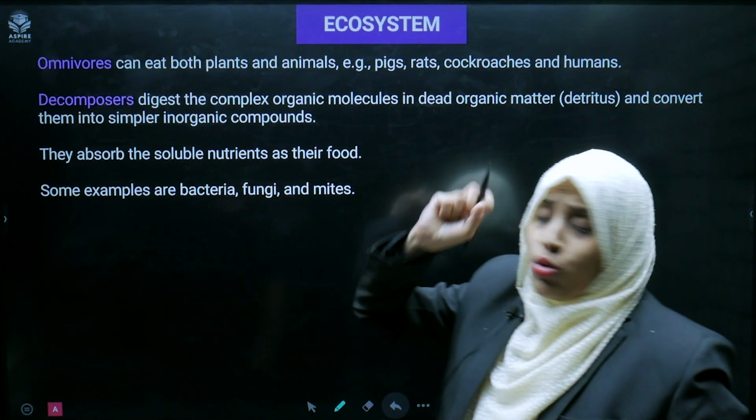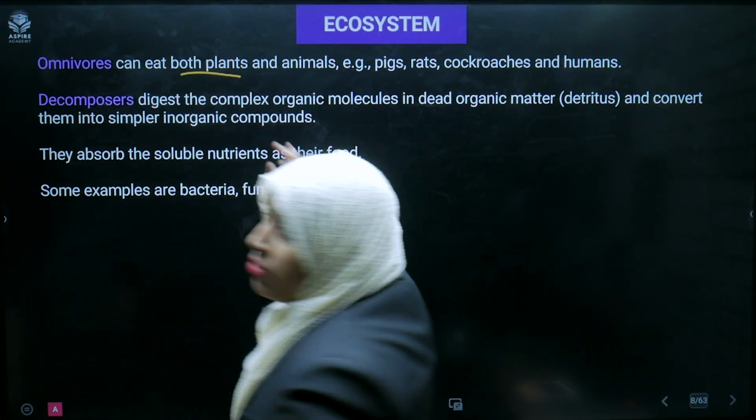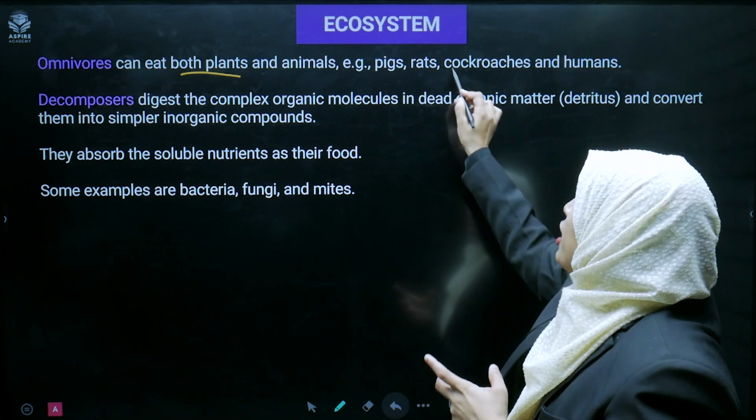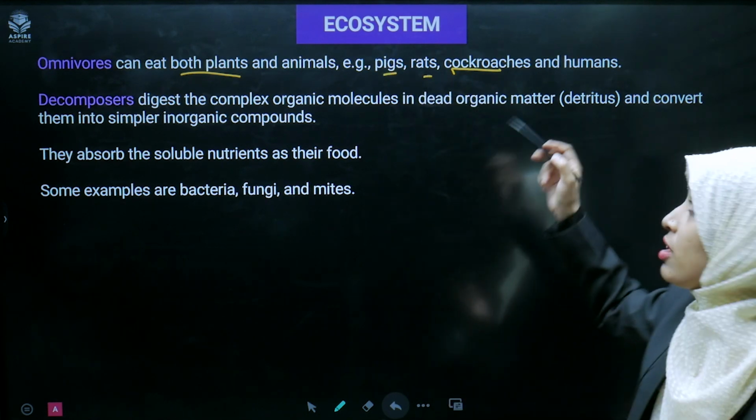So omnivores are the organisms that eat both plant and animal. Examples में omnivores का सबसे common example है cockroach, pig, rat, humans, crow.